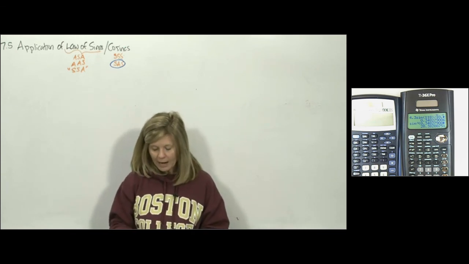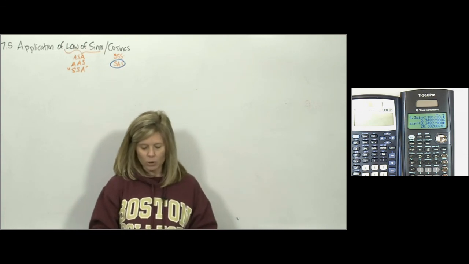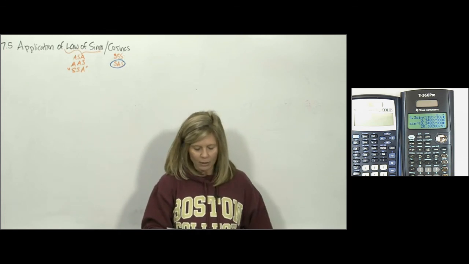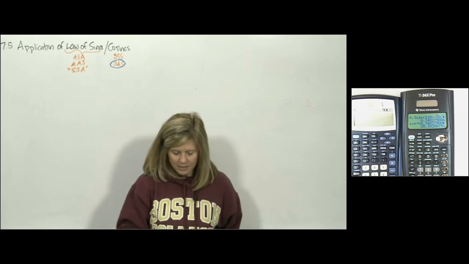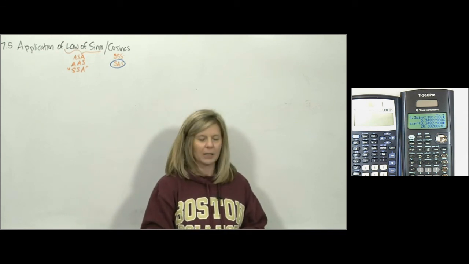All right, so it says here, example 2. A plane with an airspeed of 192 miles per hour is heading on a bearing of 121 degrees. A north wind is blowing from the north to the south at 15 9/10 miles an hour. Find the ground speed and actual bearing of the plane.